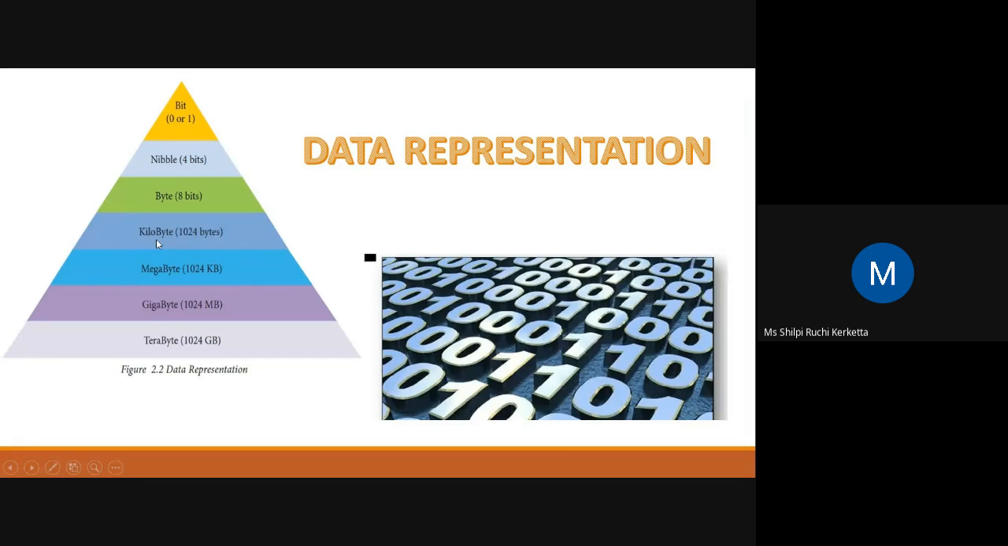Then kilo is 10 to the power 3. 1024 bytes, approximately 1000 since it is 10 to the power 3, is called a kilobyte. Then a megabyte is 1024 kilobytes. Then there are gigabytes and terabytes. I think this is not in your syllabus. You have to only study these three.